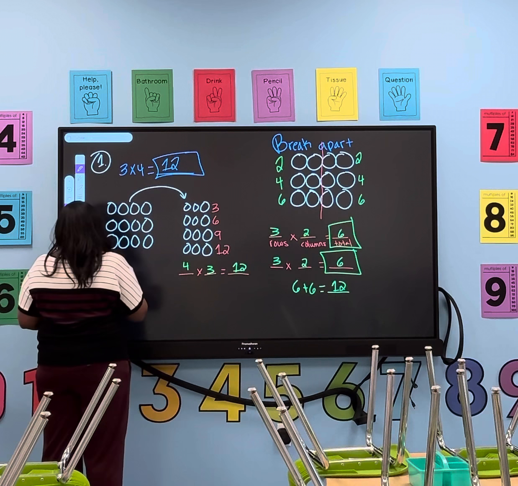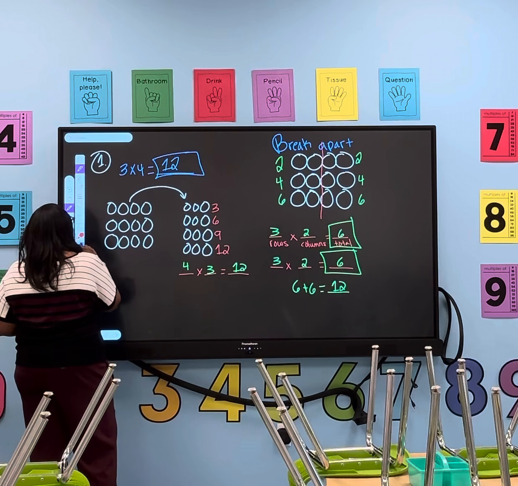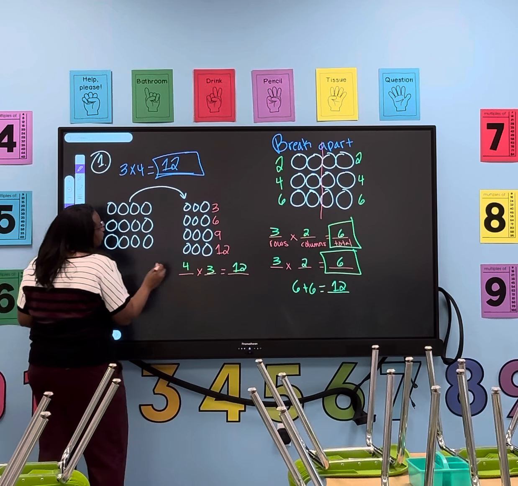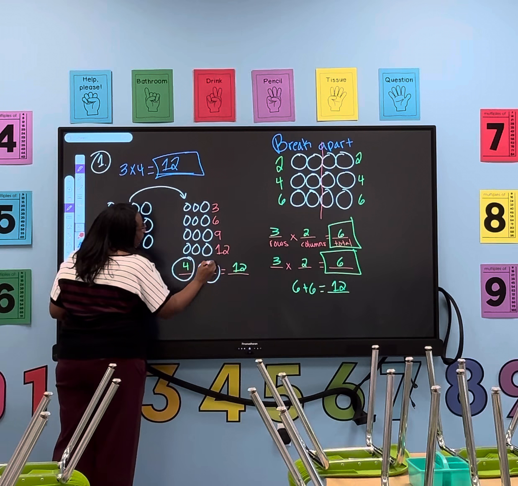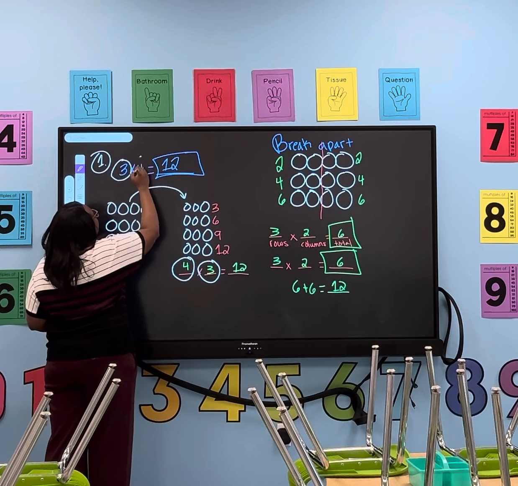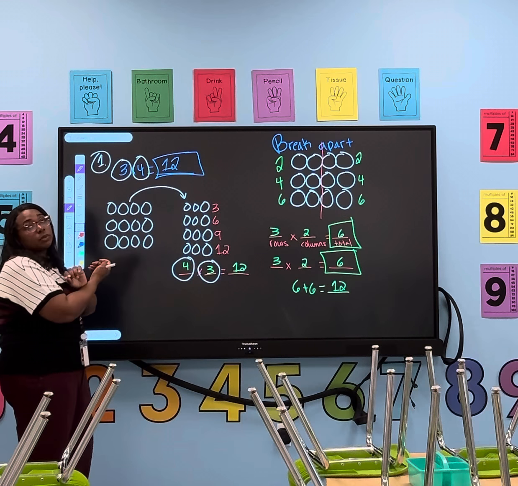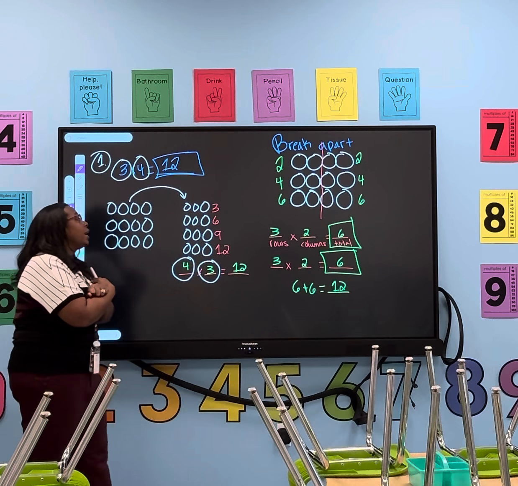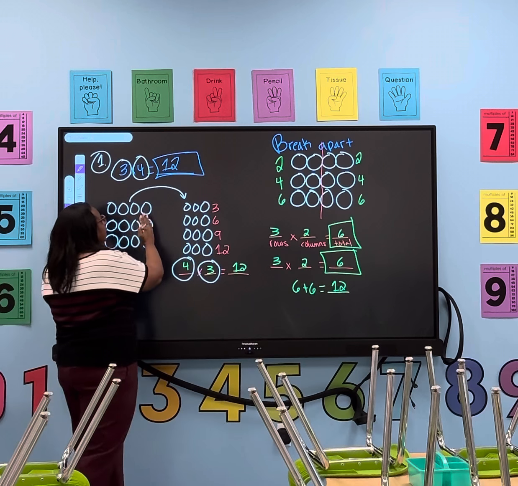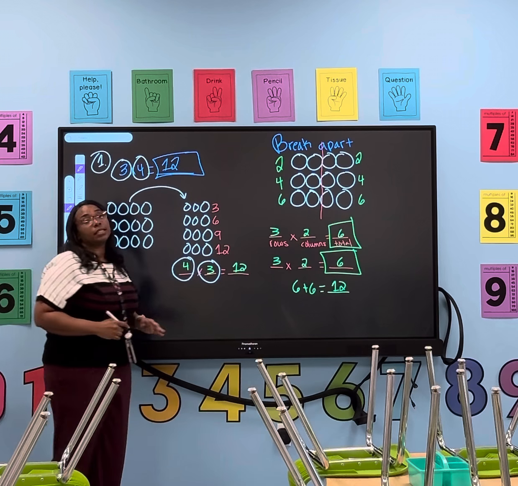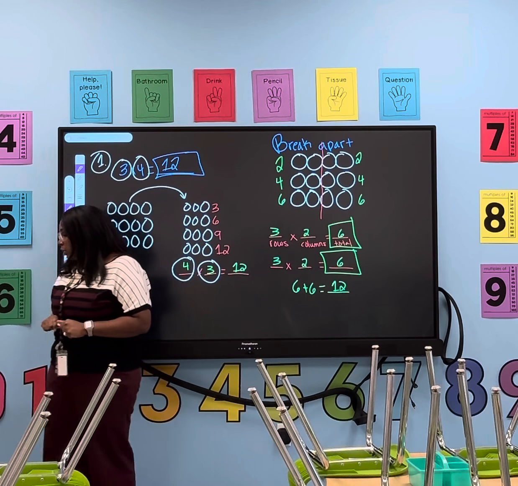So this is what they mean by changing the order of the factors. These are the factors. The factors are the numbers that you are multiplying. So my factors here were 4 and 3, and over here it was 3 and 4. Same factors, the order just changed. That's what they mean by changing the order. And how we get the order to change, we take the array and we turn it. That's how it changes. So let's go to number 2.